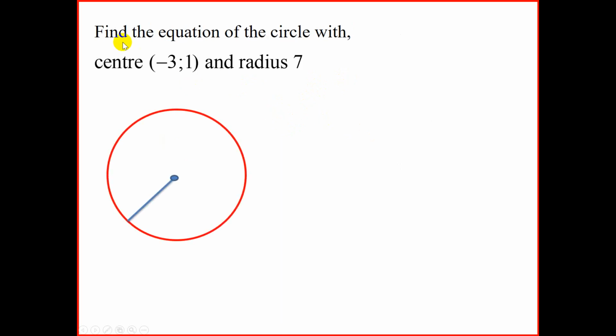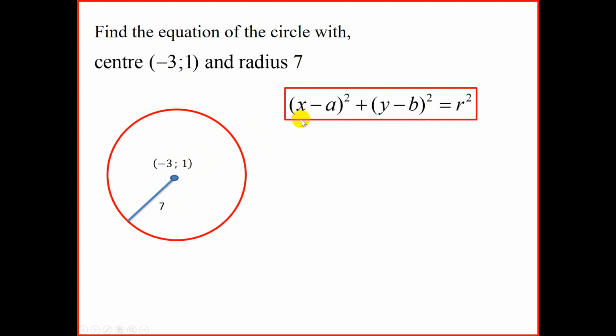Moving on, finding the equation of the circle with center (-3, 1) and radius 7. If we put that information into the diagram, we're looking at a center (-3, 1) and a radius of 7. Firstly, we need to know the equation of a circle whose center is not at (0, 0). It is (x minus a) all squared plus (y minus b) all squared is equal to r squared. Remember that a and b stand for the center of the circle.